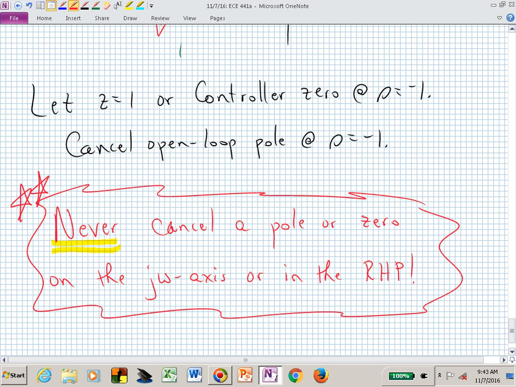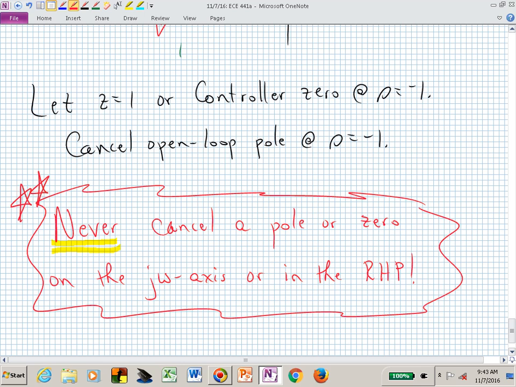So if you want to miss 50 points on a 10-point problem, do that. Okay? Don't do that. Now, that said, that does not mean that you can't put poles and zeros in the right half plane. You can. Sometimes we have to put an unstable pole in an unstable system to actually create a stable system. Two negatives do make a positive sometimes.